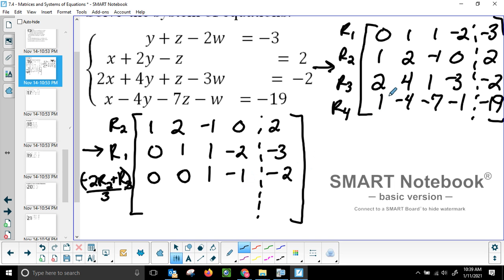I also want this to be a 0. So I'm just going to go ahead and say R2 minus R4.